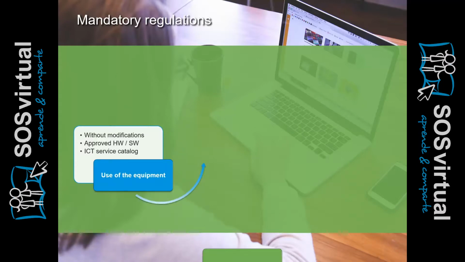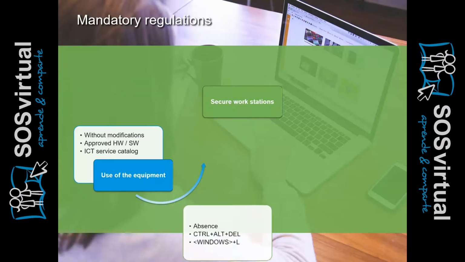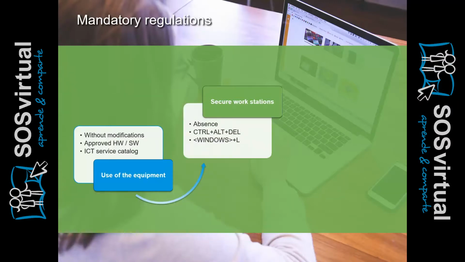To secure your workstation, we recommend you block it when you are not in front of the computer. This prevents outsiders from accessing information without authorization. You can block your computer by using the following combination of keys: Control-Alt-Delete, or by pressing the Windows key and L.